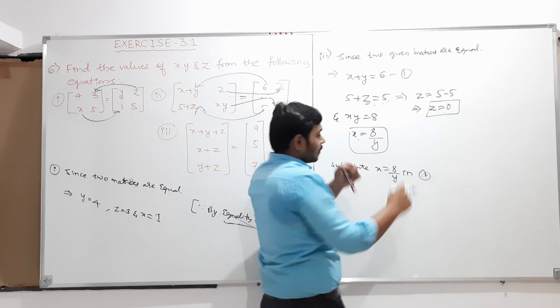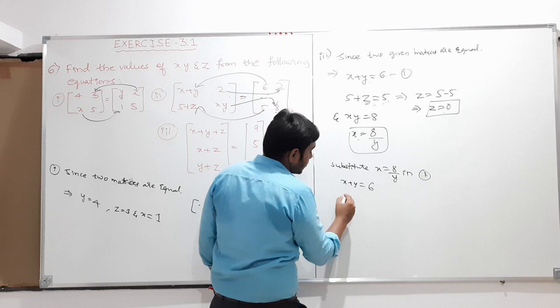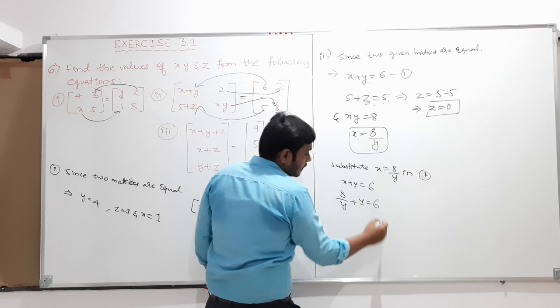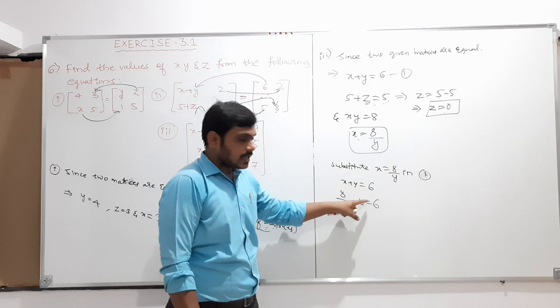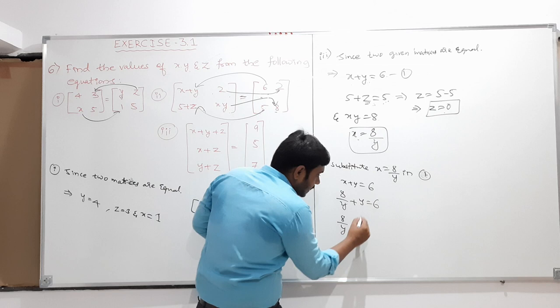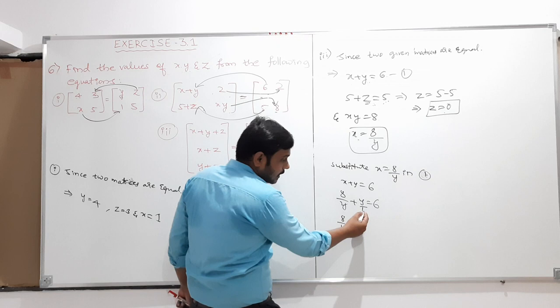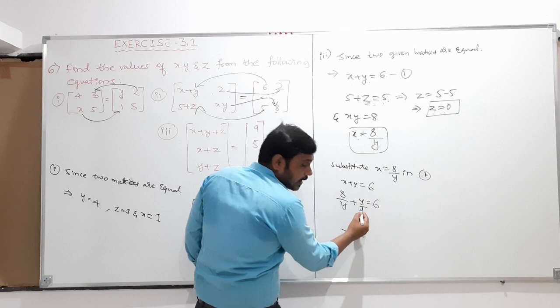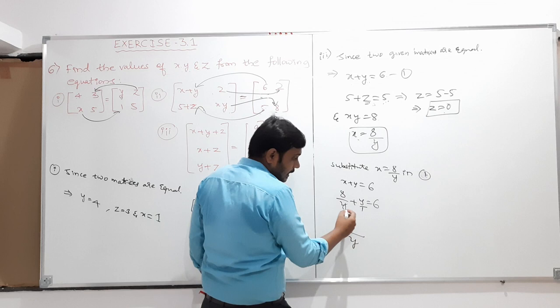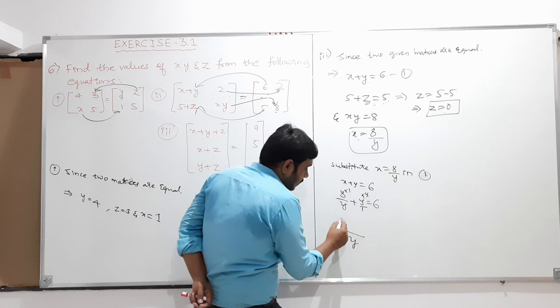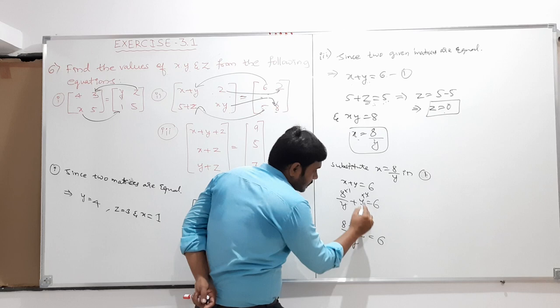After substituting, here x plus y is equal to 6. The x value I am taking as 8 by y, so 8 by y plus y is equal to 6. Now, my dear students, the y alone has 1 as its denominator. Now take the LCM: y and 1, the LCM is y. Here it is y into 1, and here it is 1 into y. So 8 into 1 is 8, plus y into y is y square, is equal to 6.